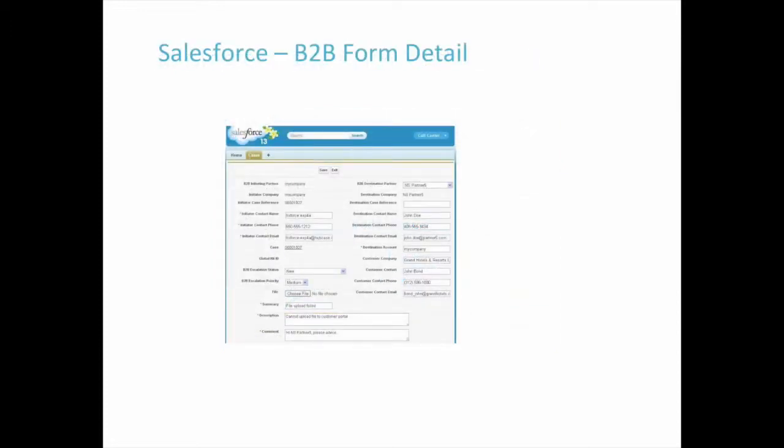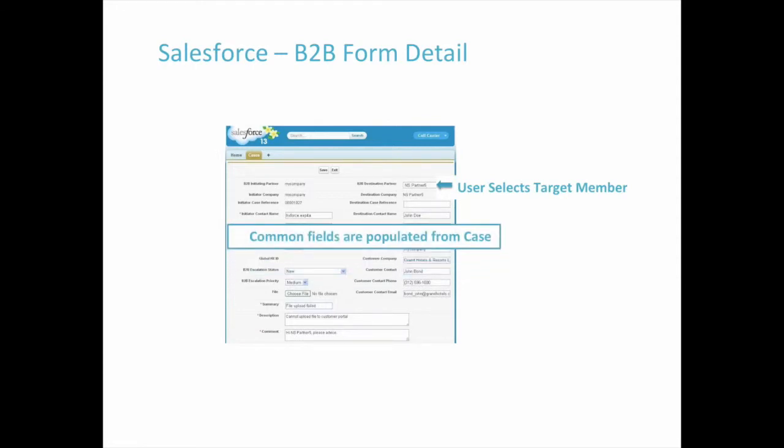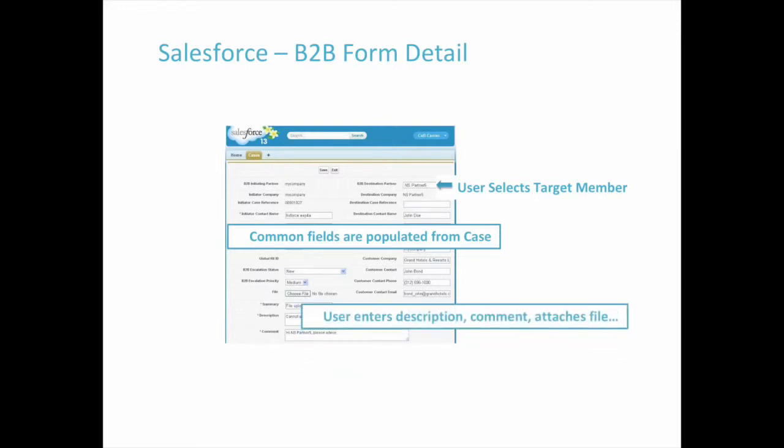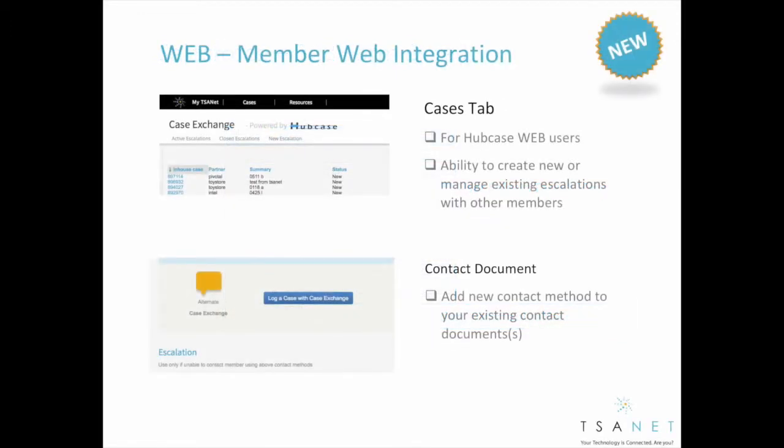Then when the user selects that, it opens up the escalation record. You can see here the user selects the target member. Since you're connecting in your CRM system and the user's template, a lot of this information is auto-populated from the case or the record. Then the engineer enters their description and comments, attaches files, whatever they feel they need to communicate with the member. That's saved and then routed over to the other system.